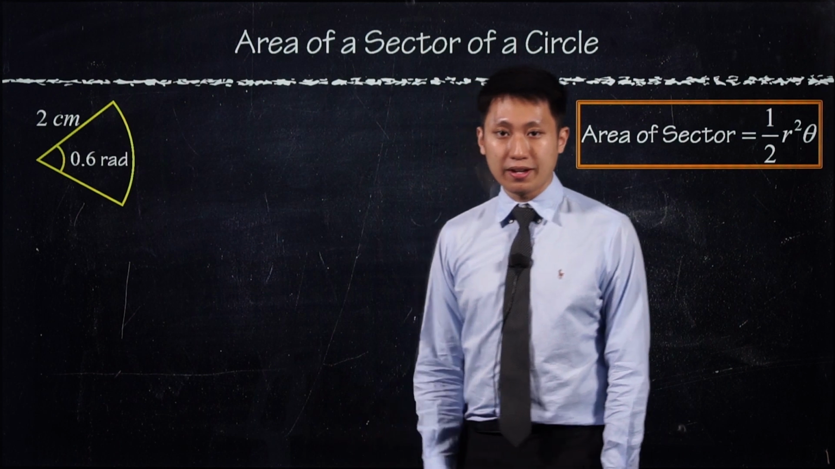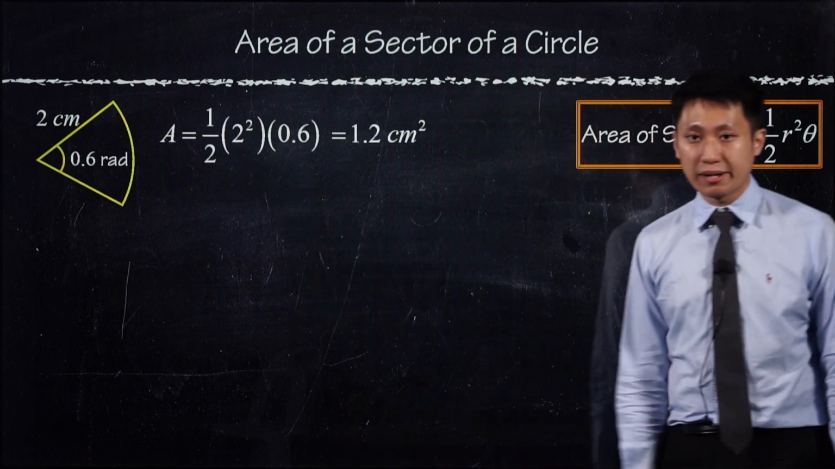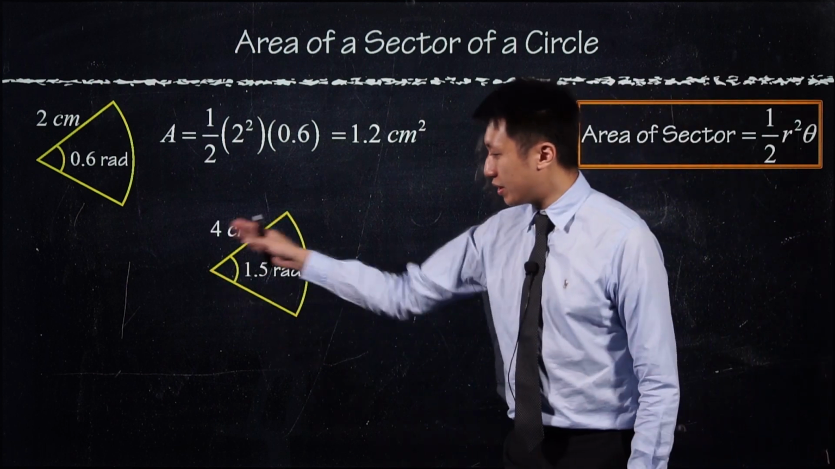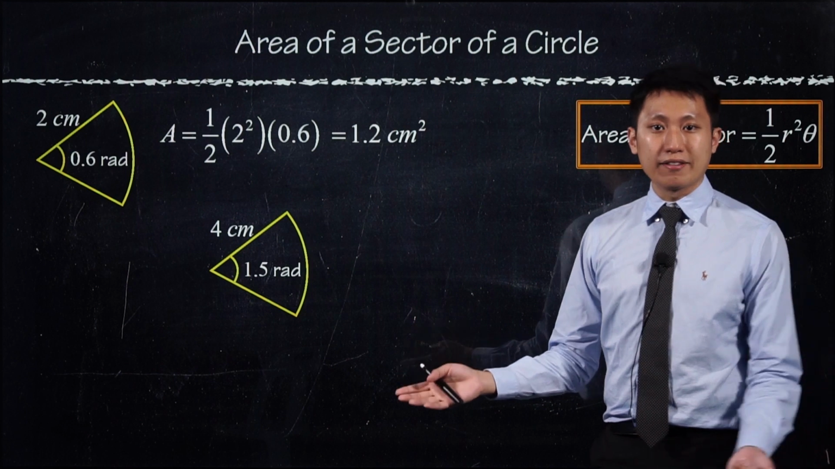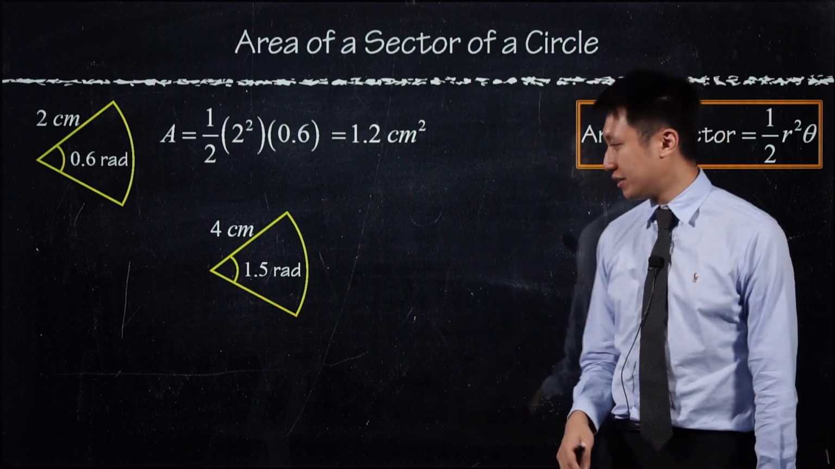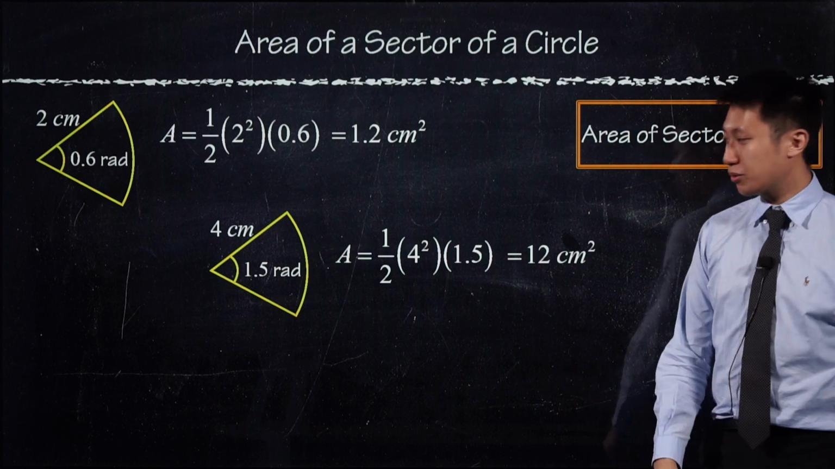So you have this one over here, then A is half r squared theta, so the answer is 1.2 cm squared. Then you have this one again, something like the same, but here theta is still in radians, so we don't have to do any conversion. So A is half r squared theta, so it's going to be 12 cm squared.